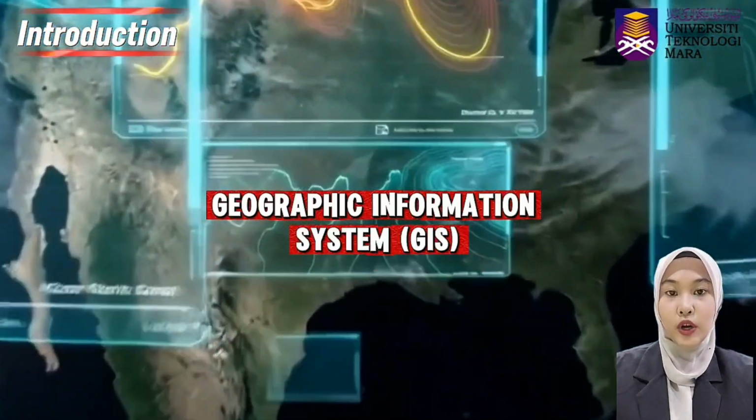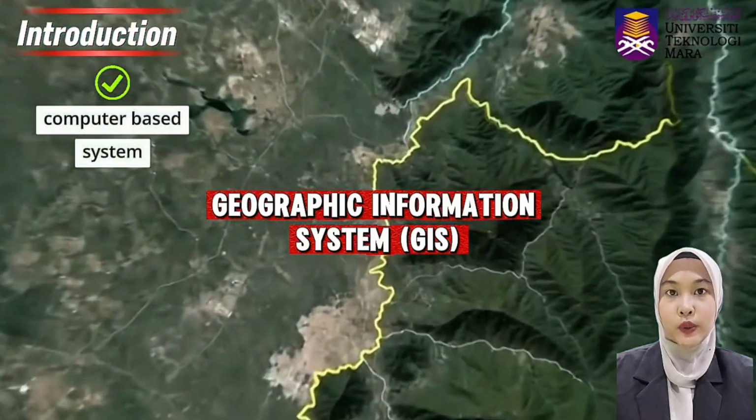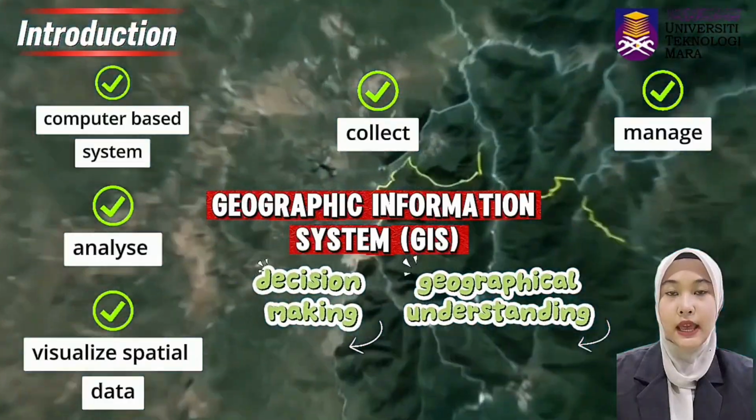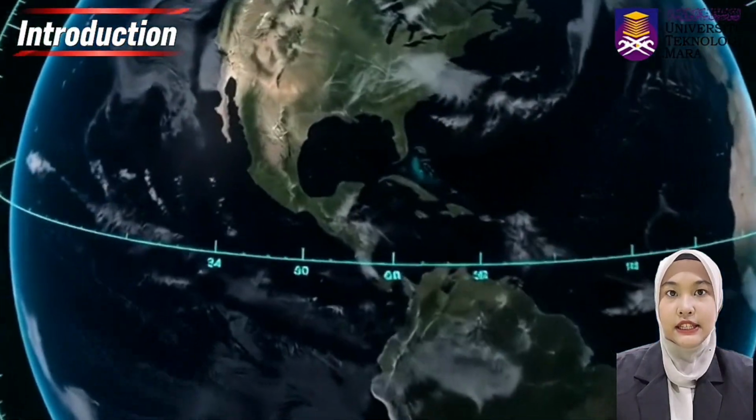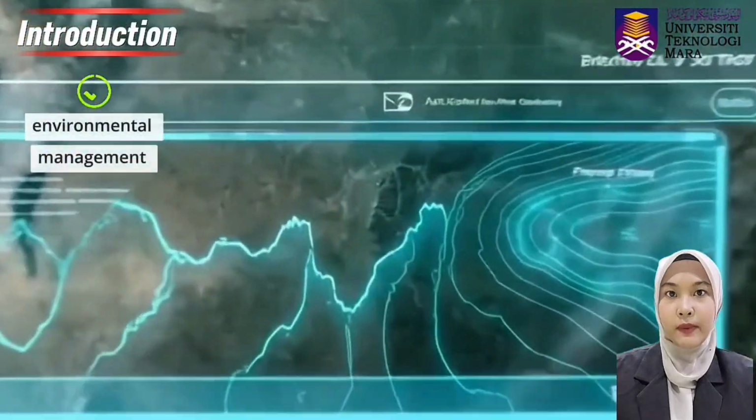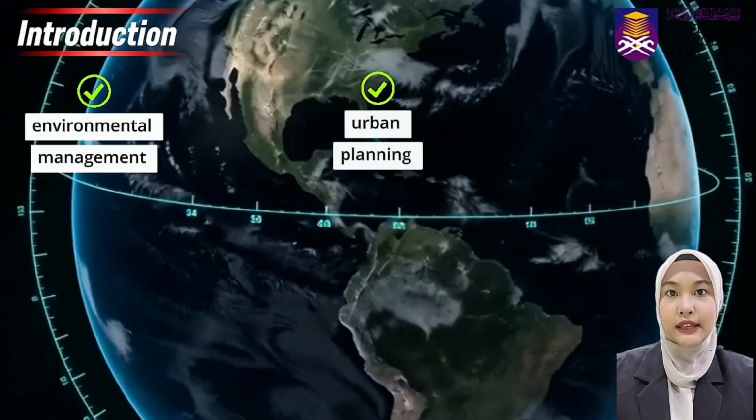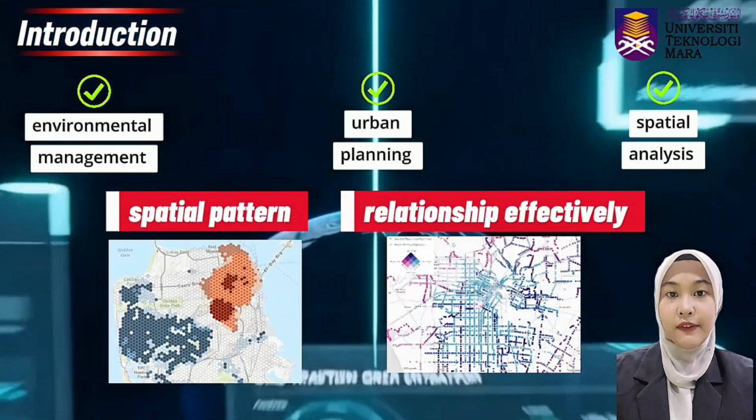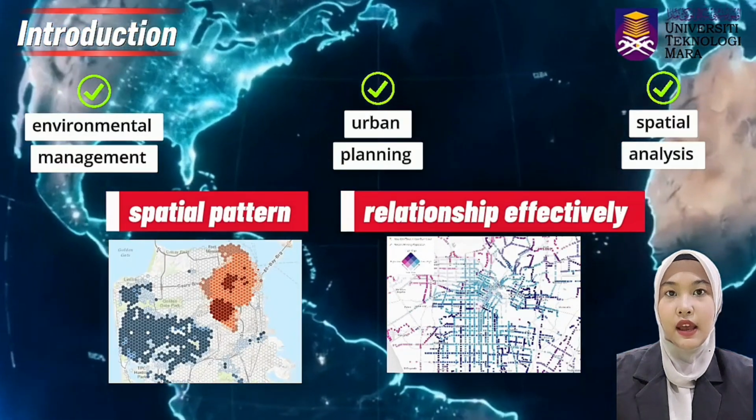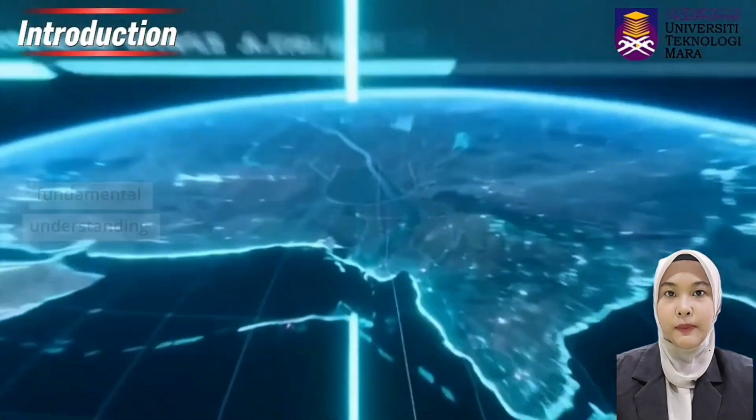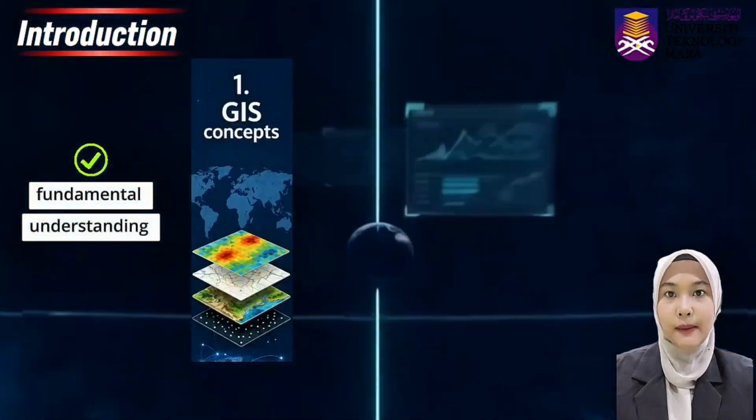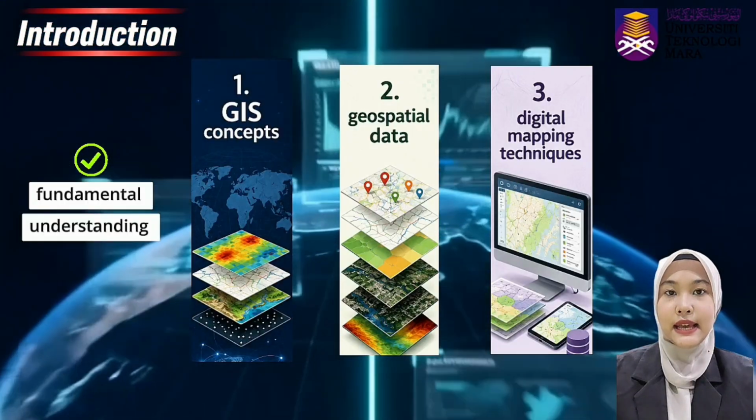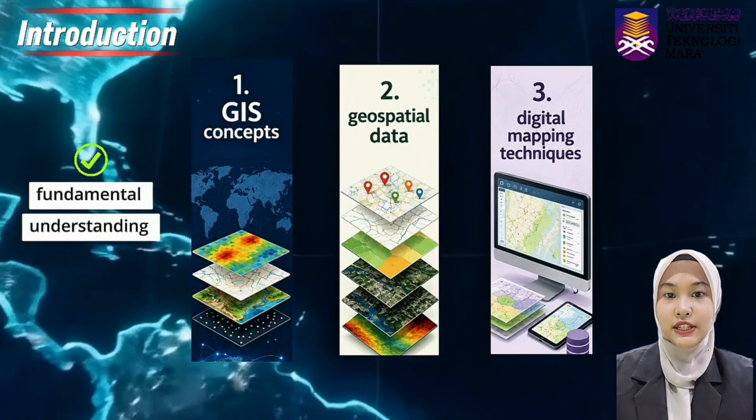Geographic Information System or GIS is a computer-based system used to collect, manage, analyze and visualize spatial data for better decision-making and geographical understanding. GIS is widely used in environmental management, urban planning and spatial analysis to identify spatial patterns and relationships more effectively. In this practical activity, ArcGIS Pro was used to develop a fundamental understanding of GIS concepts, geospatial data, and digital mapping techniques through spatial analysis and satellite imagery visualization.